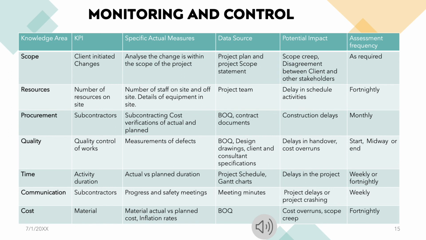As construction projects operate in a highly dynamic environment, it is important to monitor and control projects in order to keep the project on track. Therefore, key performance indicators play a vital role in identifying the parameters that require monitoring to detect deviations and take necessary actions. In our project, we have identified KPIs in the areas of scope, resources, procurement, quality, time, communication, and cost. This table provides a summary of KPIs with frequency of assessment.